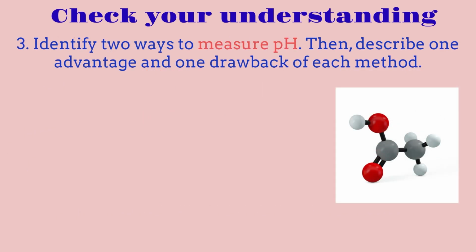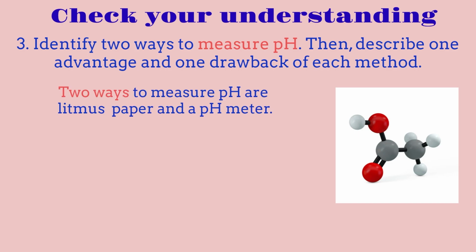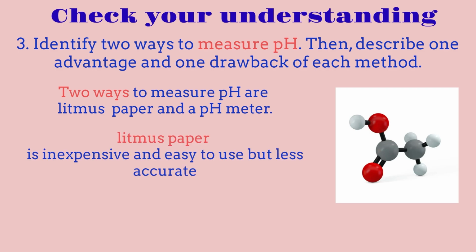And moving on to question number 3, identify 2 ways to measure pH, and then describe one advantage and one drawback of each of the methods. So 2 ways to measure pH are with litmus paper and also a pH meter. Starting off with litmus paper, litmus paper is inexpensive, so it's really cheap, and it's also really easy to use. But the only drawback to it is that it is less accurate, so you're not going to get an exact value. For example, if you were to have a pH value of 5, you're not going to get the exact value, you might have to guess around it. So you might put something else close to 5, but it's not going to be exactly 5.